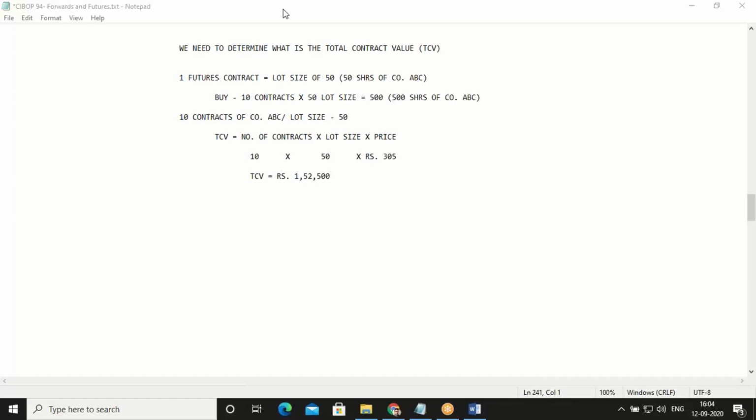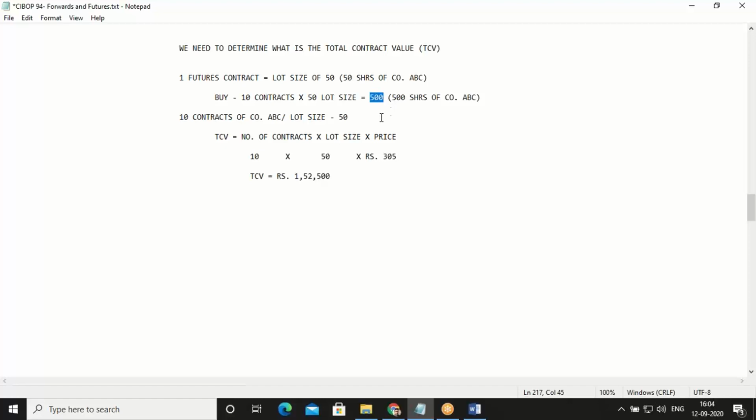For example, say for company ABC shares, one futures contract has a lot size of 50 shares. Now, if you want to buy, let's say, 10 contracts of company ABC shares, what's going to happen is 10 contracts into 50 lot size. So what is the total number of shares that you're going to be buying? 500 shares of company ABC.